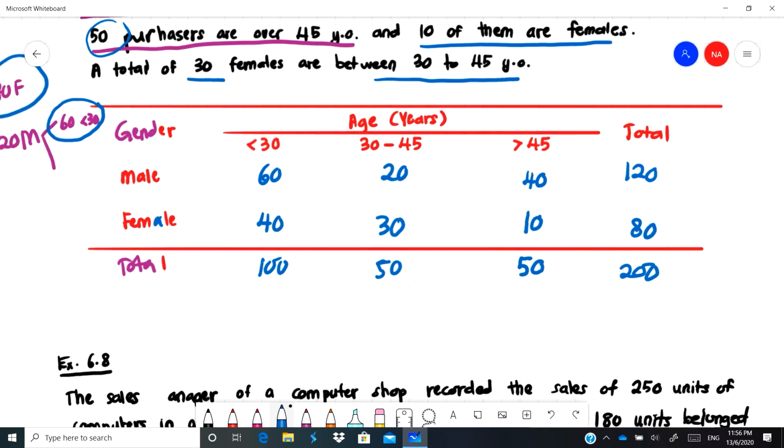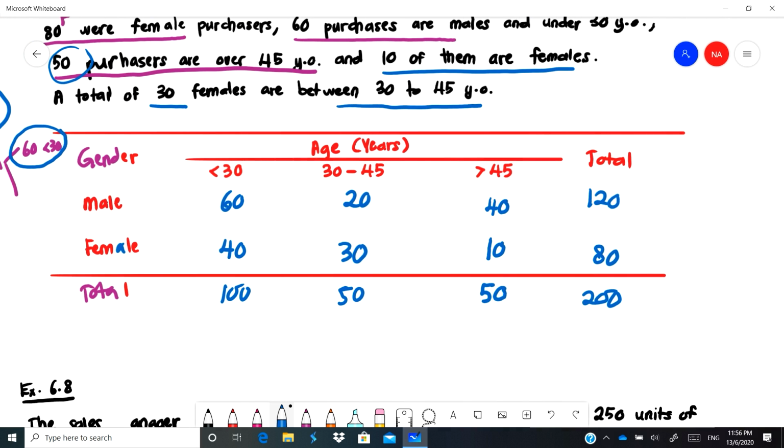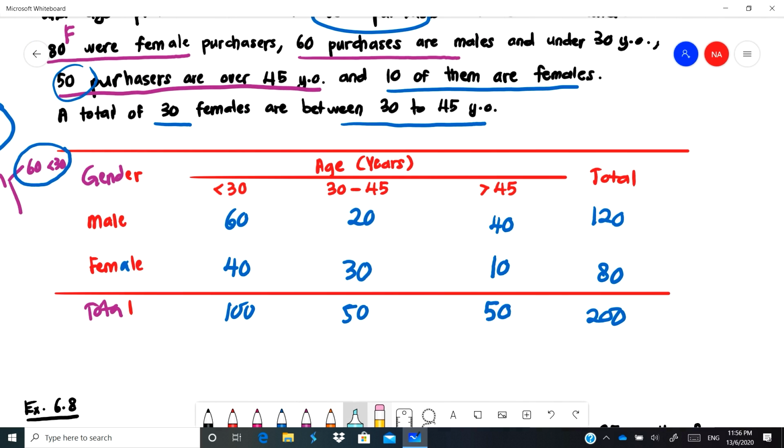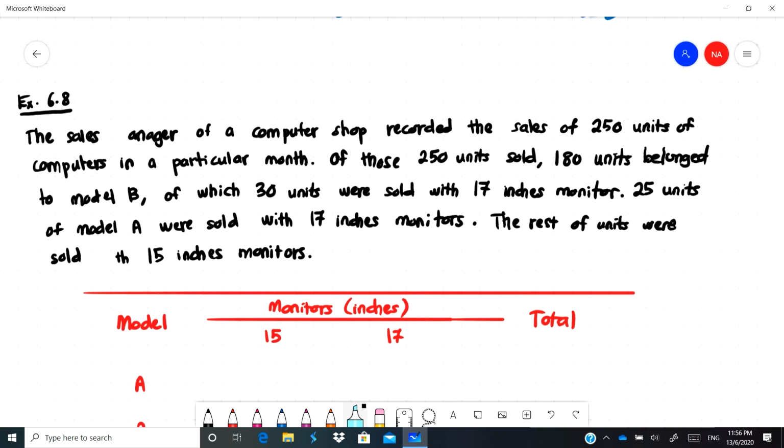Very easy. So it's easy to find the probability here, right? If you want to find the probability of getting a male, it will be 120 over 200. If you want to find the probability of getting a male who is less than 30, it will be 60 over 200. And that's how you calculate. All right, next one. Let's try the next one.